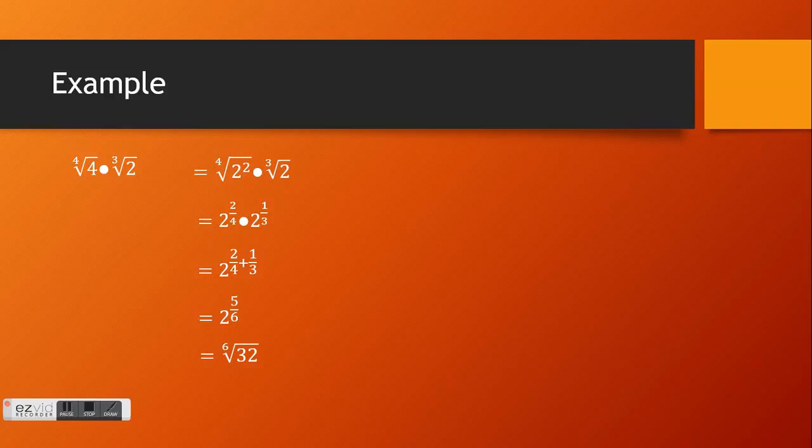Then we transform it again into radical form. We have the 6th root of 2 to the 5th, which is the 6th root of 32.